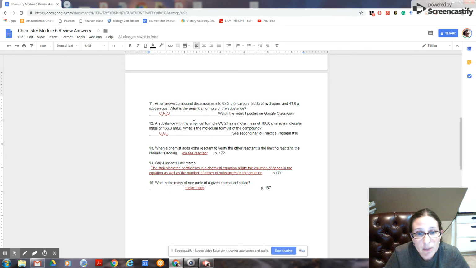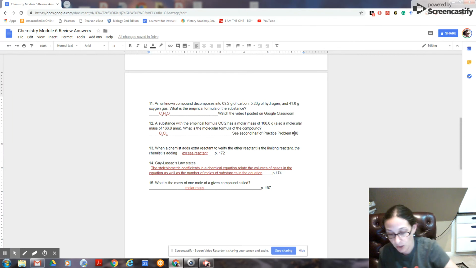Number 12, a substance with the empirical formula CCl2 has a molar mass of 166 grams. This is also called a molecular mass of 166 AMU. So be familiar with the different terms, okay? So what is the molecular formula of the compound? This is just like the second half of practice problem number 10. And when you do that, you'll see that in practice problem number 10, and I'll tell you what page number it is, hopefully if I can find it real quick.